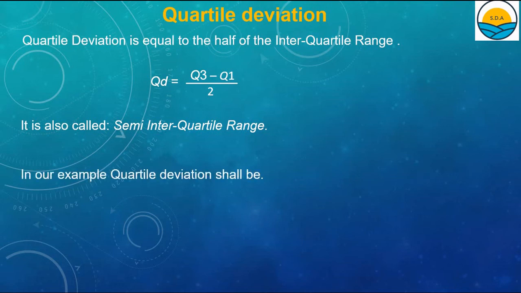In our example, the quartile deviation shall be 17 minus 8.5 upon 2. So it will come to 4.25. As we know, our interquartile range was 17 minus 8.5, which was 8.5. So half of 8.5, or 4.25, will be our quartile deviation.